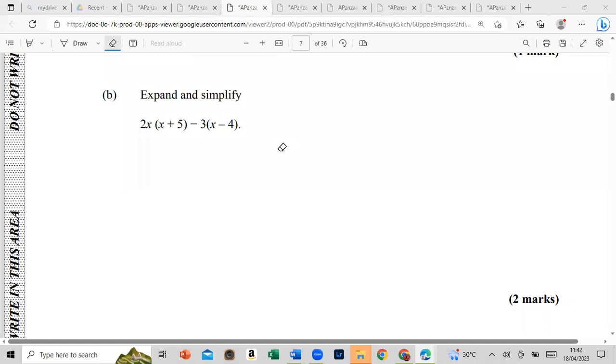Alright, this one's an expand and simplify. Go ahead and do that, guys. And this is for 2 marks.